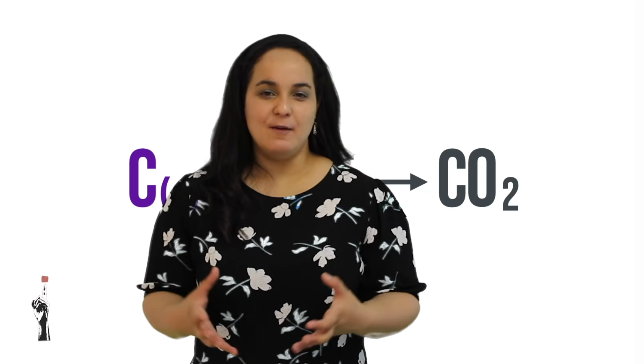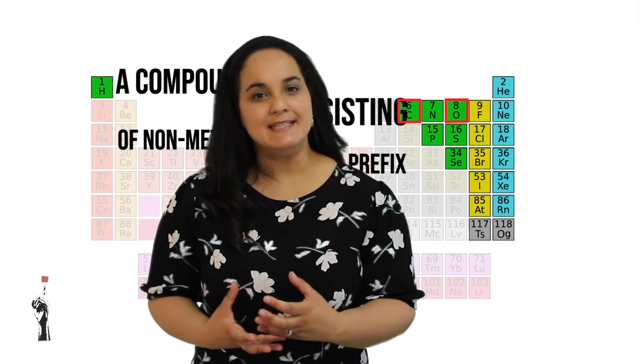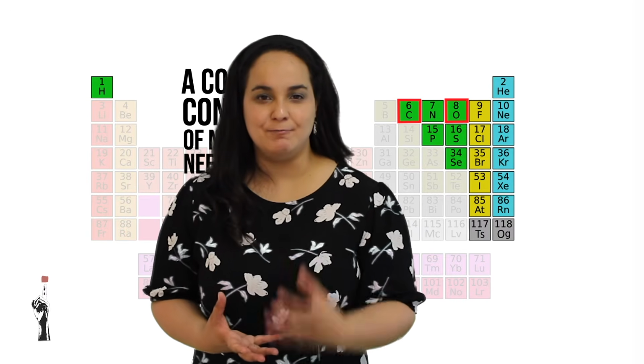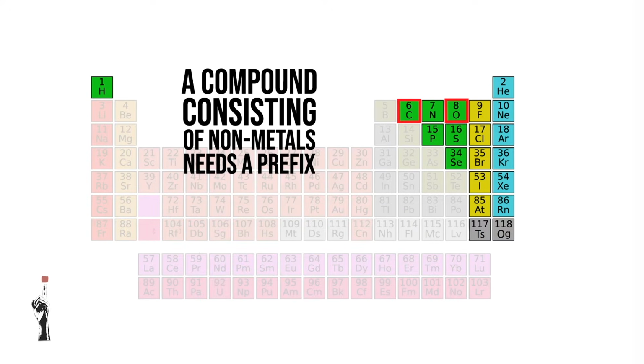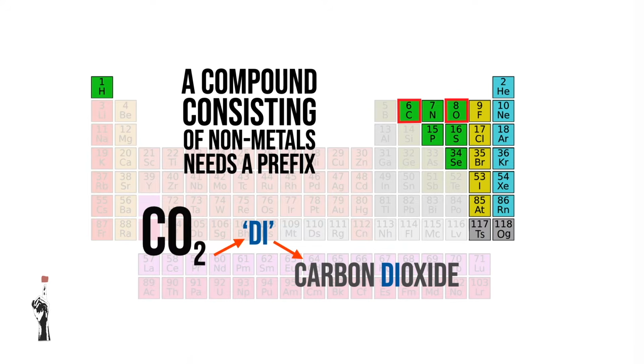The product, carbon dioxide, is a compound made up of 2 non-metals. In our first lesson, we learned that when we name compounds, especially non-metal compounds, we must indicate the number of atoms by using prefixes. In the case of carbon dioxide, there are 2 oxygen atoms bound to a single carbon atom. We indicate this by using the prefix di, so dioxide means 2 oxygens.